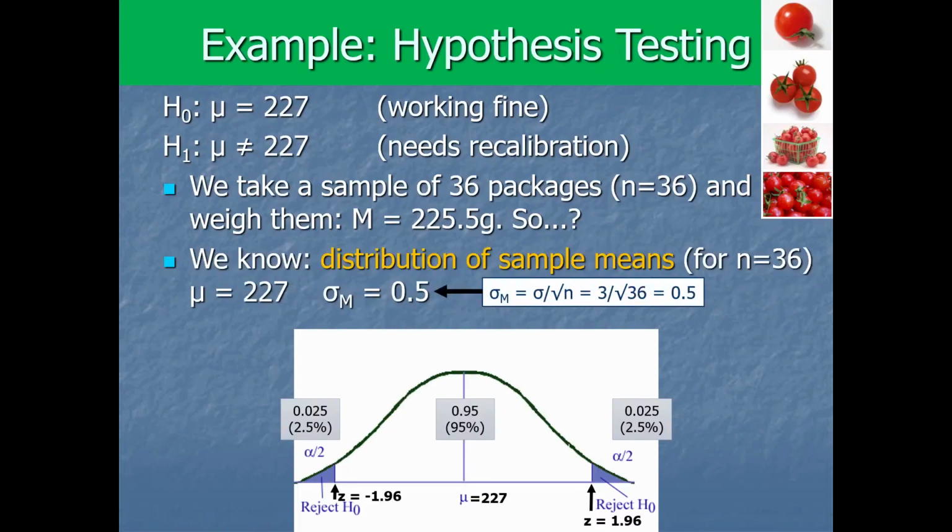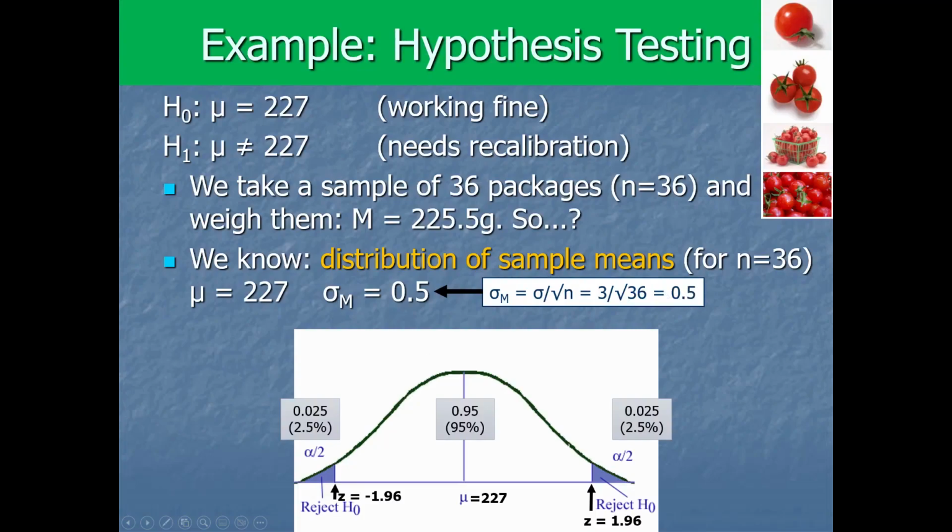So we know the distribution of sample means here. Our graph here has a mean of 227, right? It has a mean of 227 because the null hypothesis is that it's working fine with an average of 227. And then we can calculate the spread of this graph if we know the sample size we're using, right? It is the standard deviation of our normal packages, which we said at the start was 3 grams, but divided by the square root of the sample size. So 3 divided by the square root of our sample size, that's 3 divided by 6. So our distribution of sample means has a spread of 0.5 or half a gram.